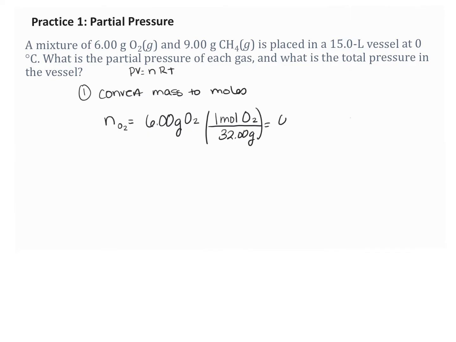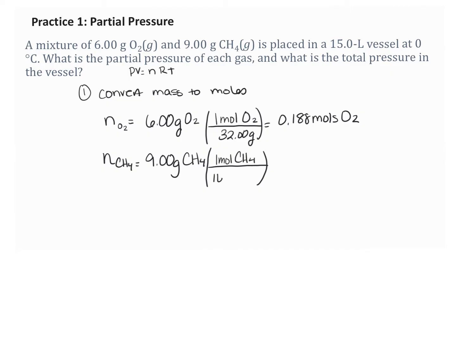And that gives us 0.188 moles of O2. And then we need to convert to the moles of methane. We have 9 grams of methane. All right. And we come here and we say, okay, 1 mole of methane, there's 16.00 grams of methane. So we do this math and we get 0.563 moles of CH4. Okay.